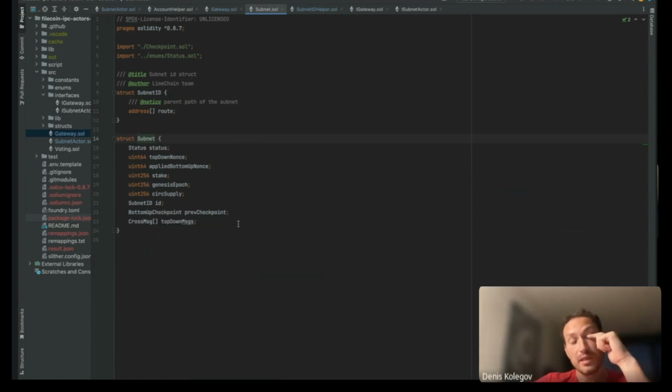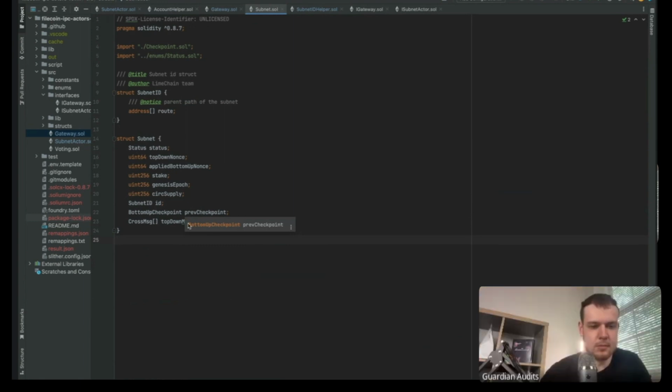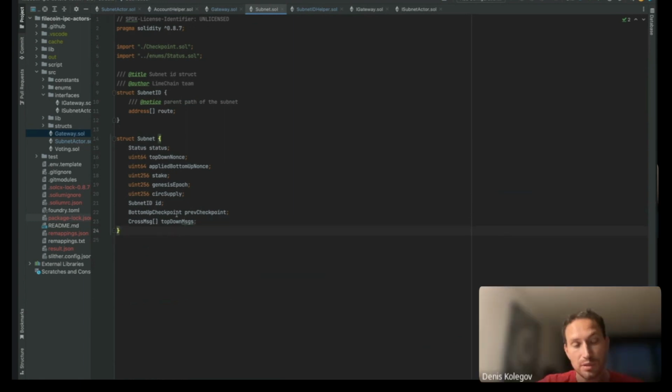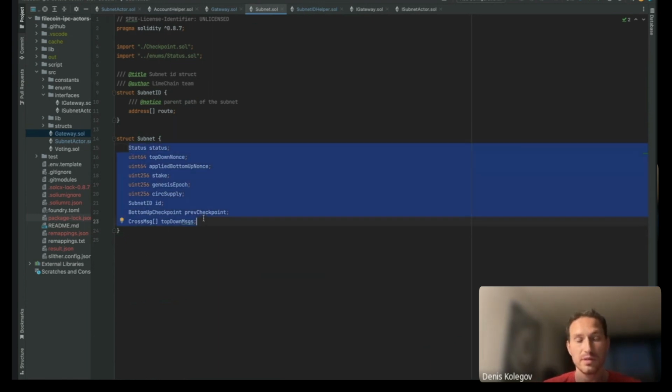Yeah, but the potential problem is that this structure, this type, can still have cross messages and checkpoint. So when we delete it, we don't erase the actual data in storage, right? Yeah. And if we then create this subnet with the same ID, then these fields will not be empty, right?